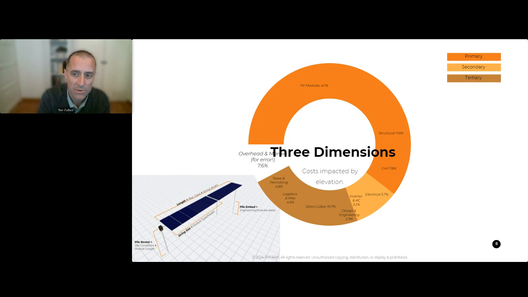These flow down into electrical systems. They certainly affect labor. If you've ever tried to watch a team install panels on trackers that are more than 7 or 8 feet off the ground, it's a little bit difficult, and that results in more complexity and leads to logistical challenges, and all these have cost implications.